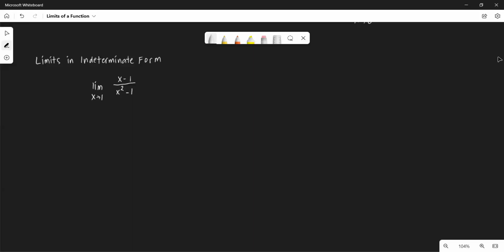Good day, everyone. So last meeting we had the properties of the limits of a function. So now we go to the limits in indeterminate form. Supposing we have this function, x minus 1 all over x squared minus 1, and we get the limit of this function as x approaches 1. Using the properties we discussed last meeting, we solve for the limit.